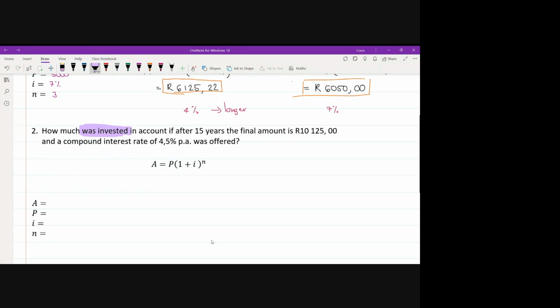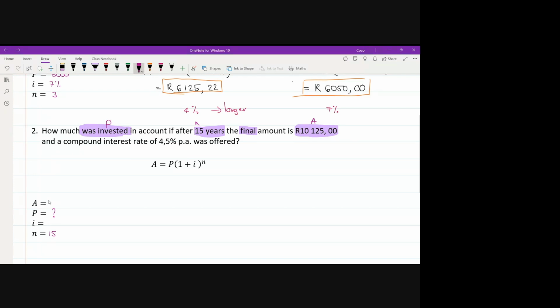That's it, Kanyo. We're missing P. That's it, Desmarie. I saw you put a thumbs up and I knew exactly what you meant. Okay, the P is what is missing. So over here at P, we're going to put question mark. We don't know, right? How much was invested in account after 15 years if the final amount is 10,125? Okay, so my final amount is my A amount, and N is my number of years, so that's 15. So N will be 15.